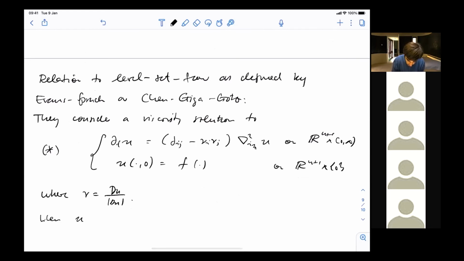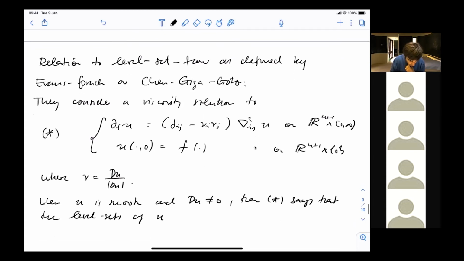But the important thing is that when u is smooth and Du is not equal to 0, then star says that all the level sets of u are simultaneously moving by mean curvature. Or think of it the other way around: you have a foliation of hypersurfaces, and you let them all move by mean curvature flow. Now you assign to each hypersurface a different parameter, and this gives you a function u.